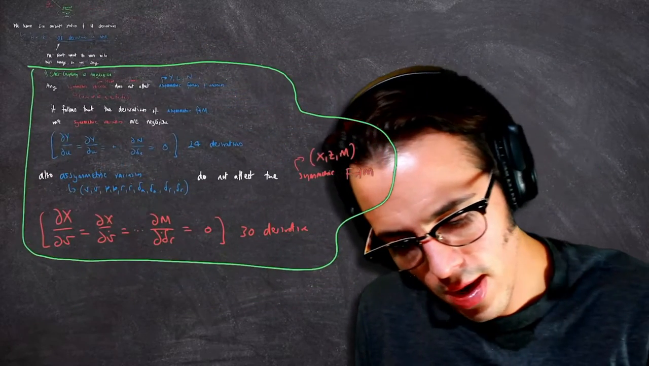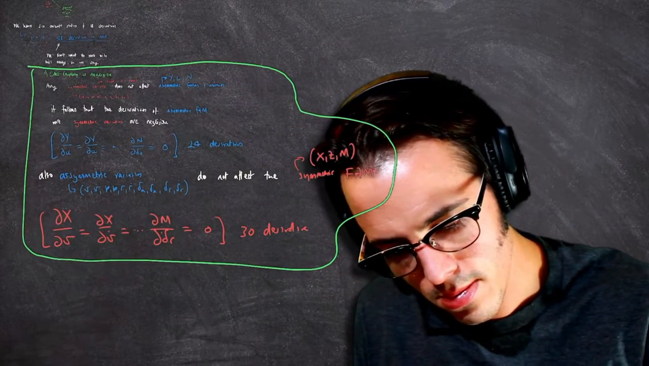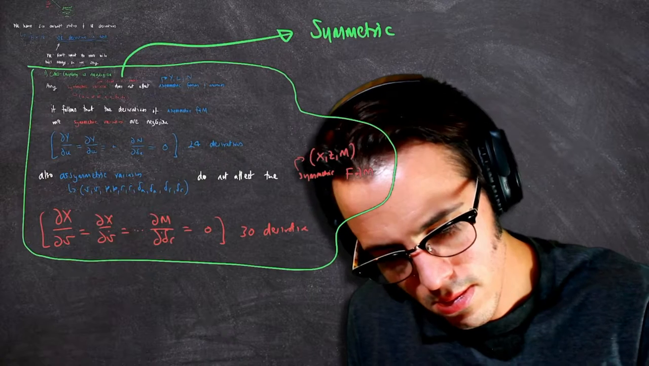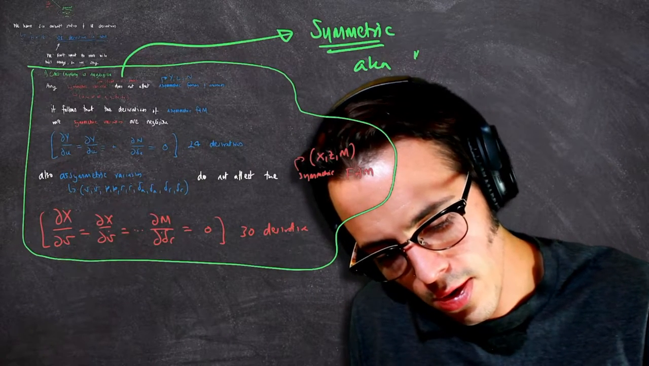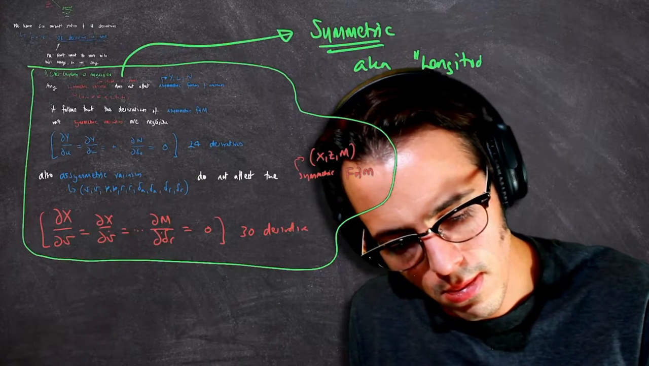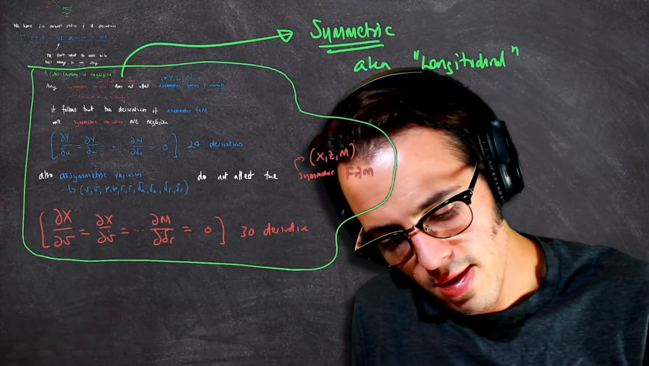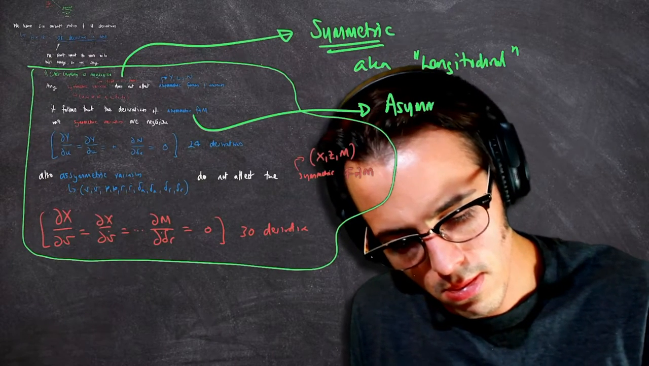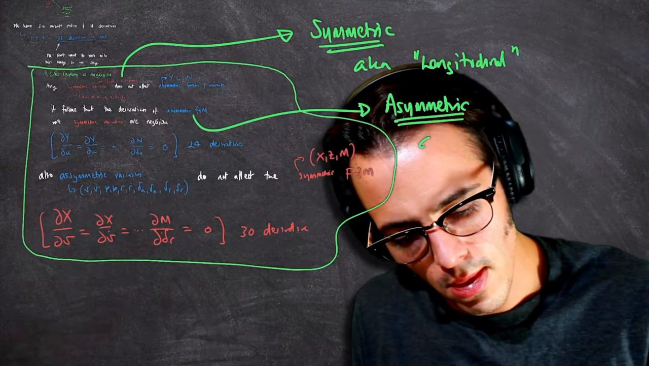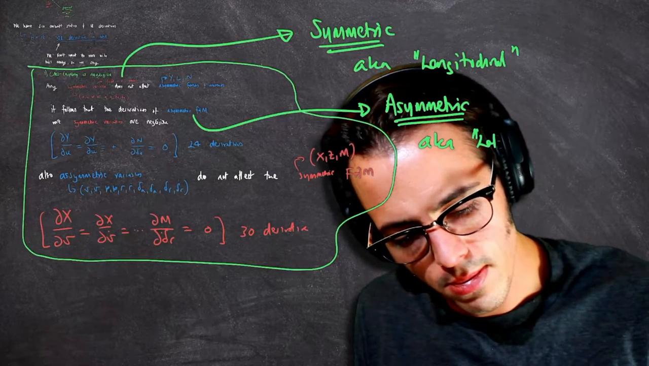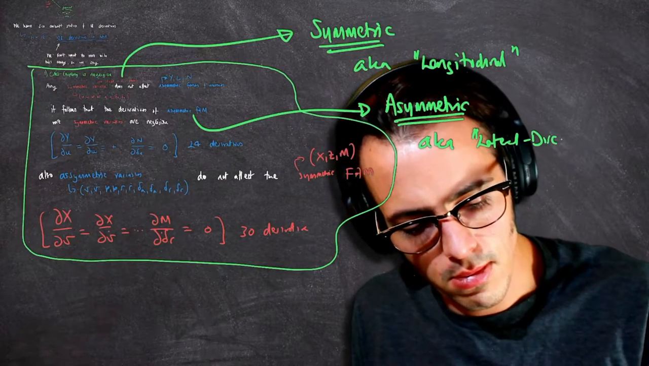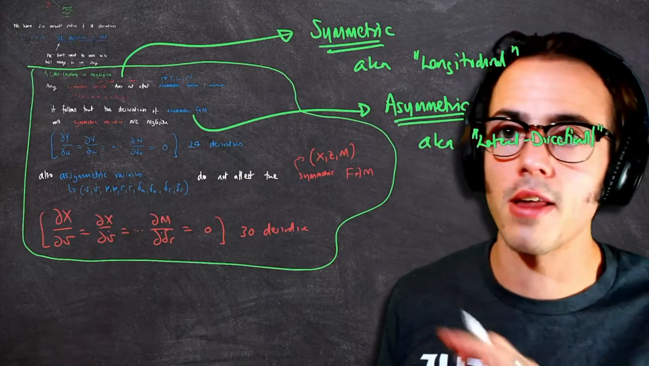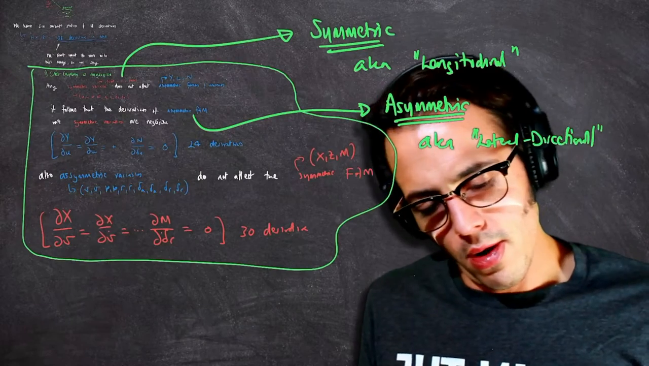Let's call this symmetric, aka the longitudinal. And we'll say the asymmetric, aka lateral directional. And we're going to use those terms a little bit more later when we actually derive things in full. So I've got rid of 54 here.